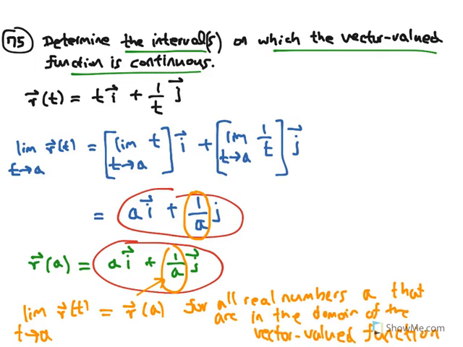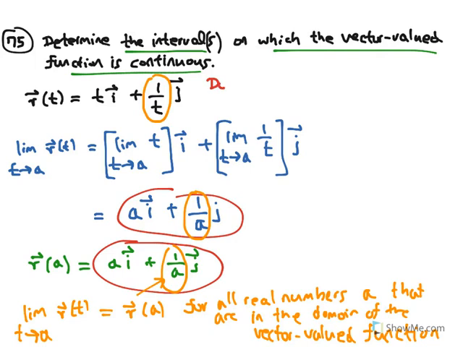So what is the one value of a that is not in the domain of the vector-valued function? a is equal to 0, because that would cause division by 0 in the vertical component of the vector-valued function, making the vector-valued function undefined at t is equal to a. And that violates one of the requirements for continuity of a function. It has to be defined at t is equal to a for it to be continuous at t is equal to a, whether you're talking about a real-valued function or a vector-valued function.